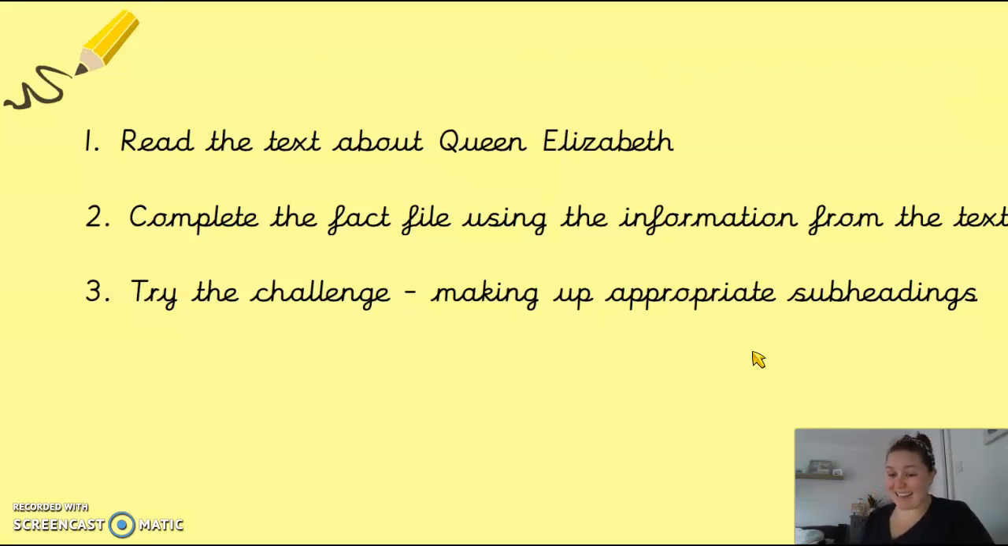I would read and annotate. If you've noted down some of those definitions from the previous slide, that will really help. Then open up the blank fact file. You don't need to print it. You can just write the words into your own book. And you need to get the information from the text. Some things you might know if you've got a bit of knowledge about the Queen, but I think for most of them, you're going to have to find them in the text. And then try the challenge.